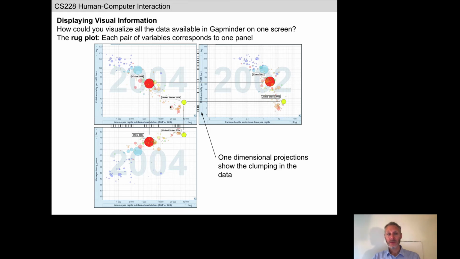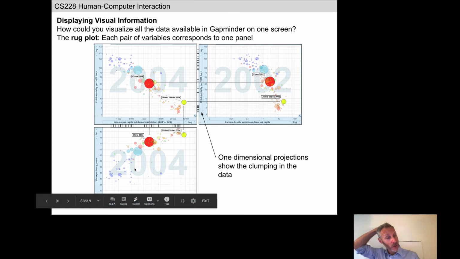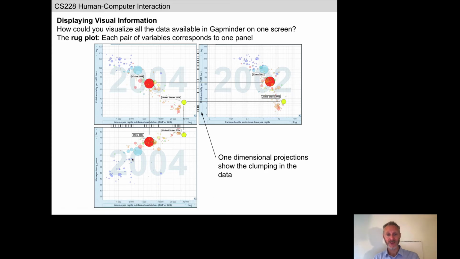Okay, we can keep going by adding on additional panels and copying one of the two dimensions into the new panel. So if we go down to the lower left, you can see that GNP is copied on the horizontal axis, and we've added a fourth dimension on the vertical axis in the panel in the lower left. And again, as we would expect, richer countries have higher life expectancy.